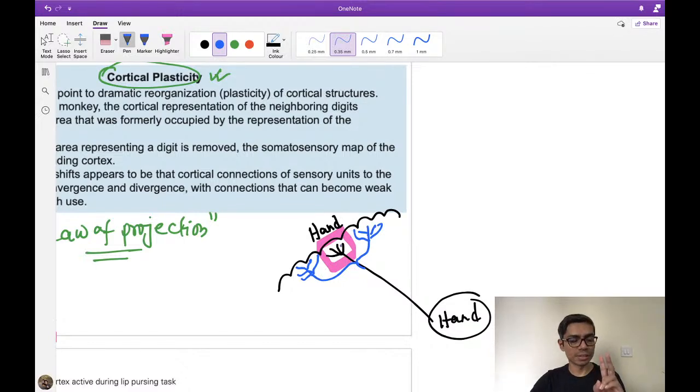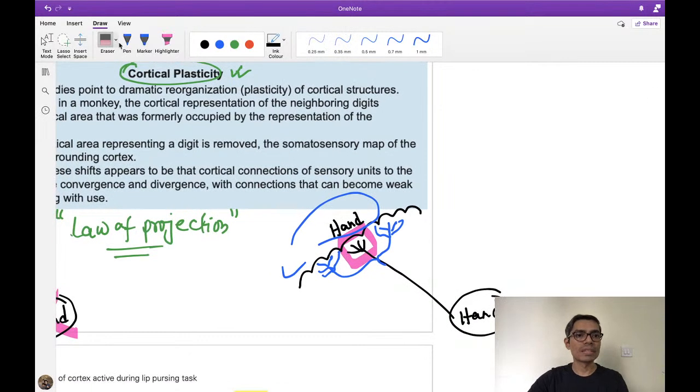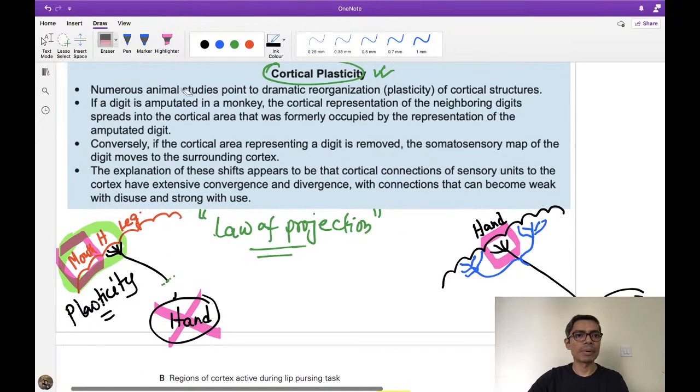So that's it, two things. If the hand is removed, then the nearby area is going to encroach upon this hand area. But if the area at the cerebral cortex is removed, then this area is not there. So the side-by-side neuron will be projecting to the side-by-side area. So this is exactly the thing that is written here. Okay, this is the exact thing that is written in the above discussion.